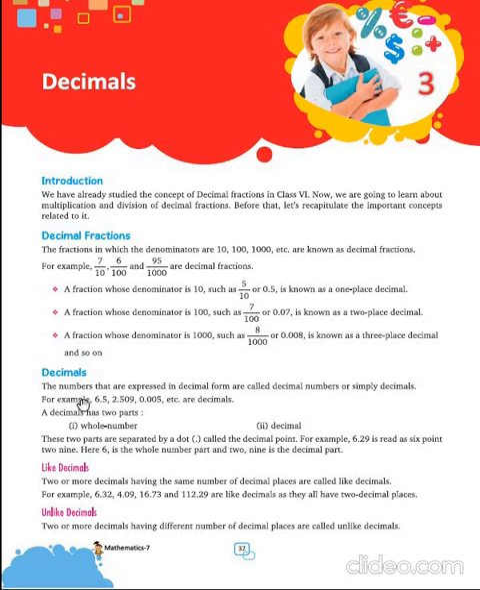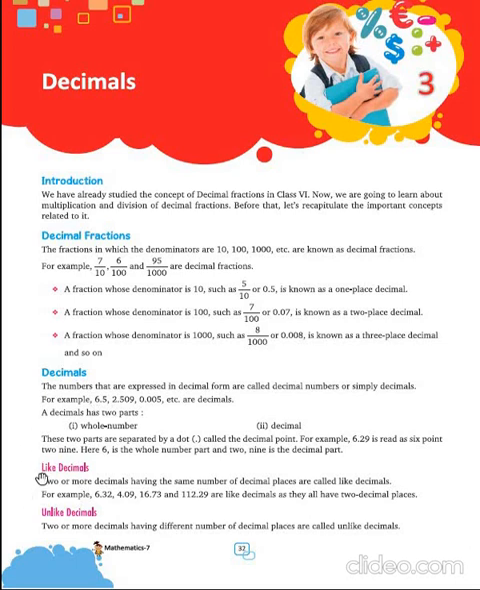Now decimals. The numbers that we express in decimal form are known as decimal numbers, or we simply call them decimals. For example, 6.5, 2.509, these all are decimals. So we can easily see that a decimal has two parts. Whole number, this 6 is known as the whole number part. 5 is known as the decimal part. So this is the decimal part and this is the whole part, and these are separated by the dot sign.